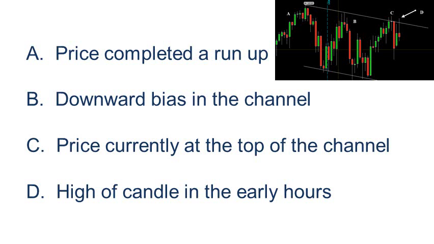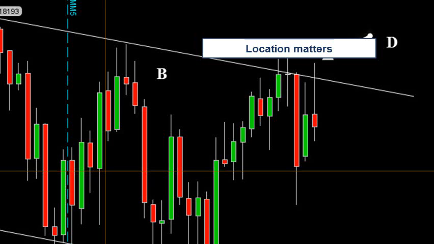So breaking down the YM chart on the daily time frame: A, price completed a run up; B, downward bias in the channel but a bull flag on the weekly; C, price currently at the top of the channel; and D, the high of the candle in the early hours. Now, I don't trade the mini Dow very often, but when a condition looks promising, I will keep it on the radar. What makes this condition attractive is the location of the current trading action. It could break to the upside, but given early trading action, I was leaning to the short side, and I just needed price to show the way.